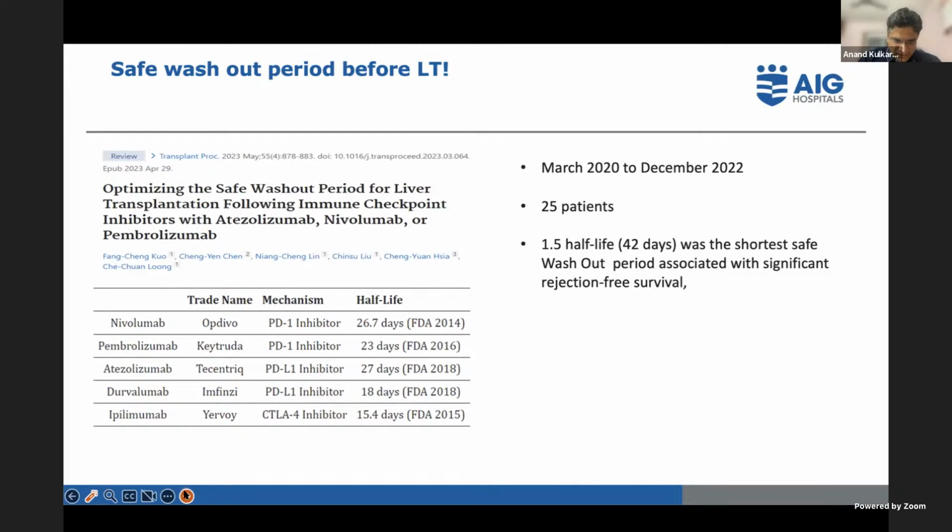That's the reason we need to know the half-life of these drugs. Nivolumab is 27 days, pembrolizumab 23 days, atezolizumab 27 days. That's the reason we dose it at 21 to 28 days. Durvalumab 18 days, ipilimumab 15.4 days.